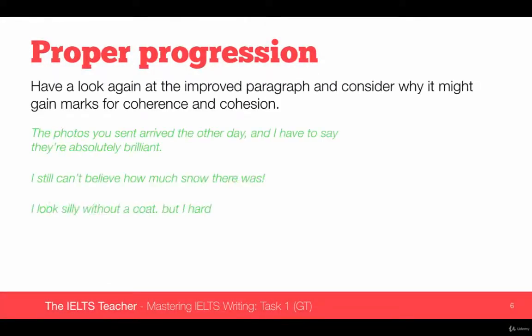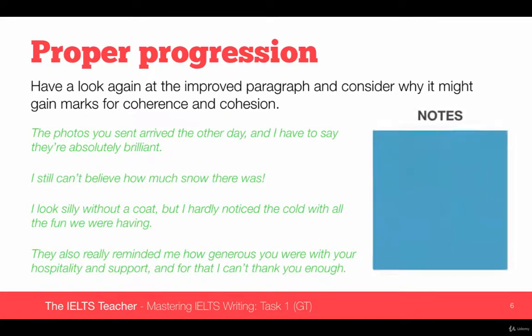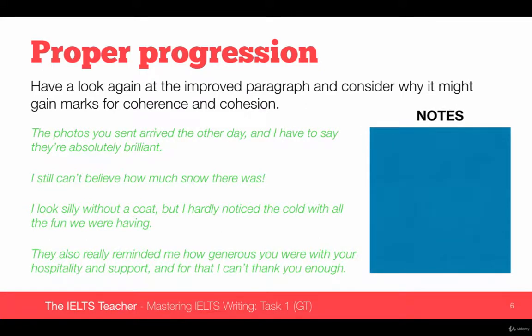So the improved paragraph you can see here, and again we're going to have a look at some notes. Let's have a look at the first sentence. "The photos you sent arrived the other day, and I have to say they're absolutely brilliant." So this opening is not abrupt. It guides the reader into the theme of the paragraph. The photos that you sent arrived the other day. We're giving this information and we're kind of being thankful that they arrived. I have to say they're absolutely brilliant. We're praising the recipient as well. Very clear opening, very clear theme to the paragraph as we get started.